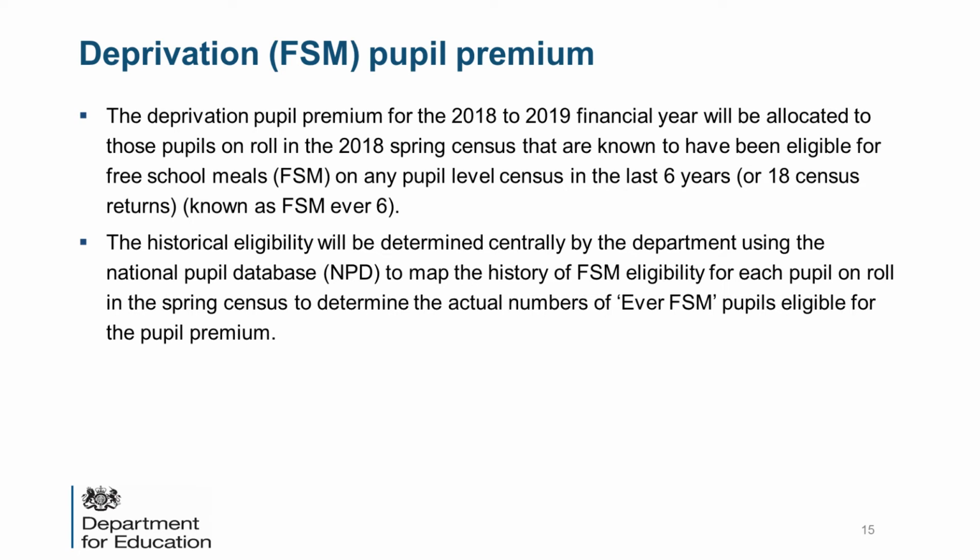As the school census only collects periods of eligibility that were live at any point since the previous census, the Department's National Pupil Database will map on the history of FSM eligibility from previous censuses for each pupil on roll in the spring school census to determine the actual numbers of FSM EVER pupils eligible for pupil premium.